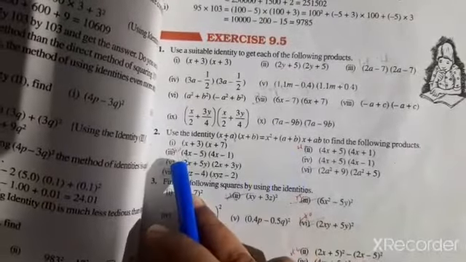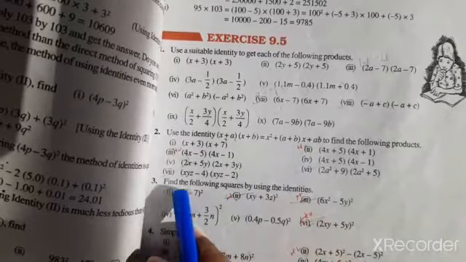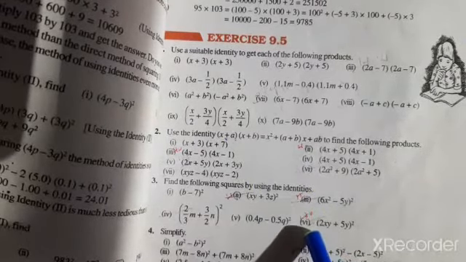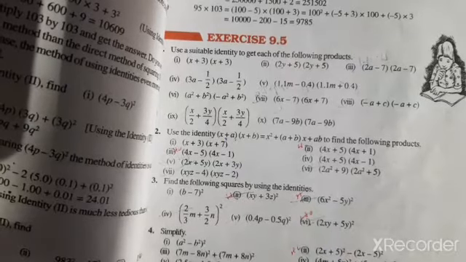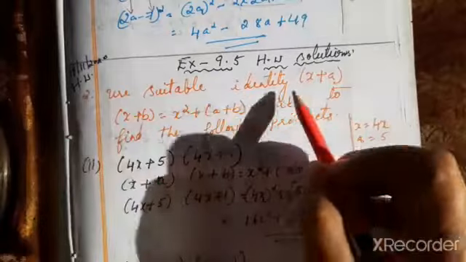Let's check our last week's homework, children. The second and third questions are homework using the (x + a)(x + b) identity. In the third question, find the following squares by using an identity. In that, the second, third, fourth and sixth questions are homework. Let's check the answers. Now, in the second question, use a suitable identity.